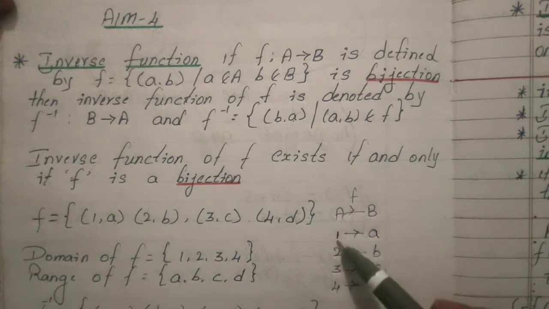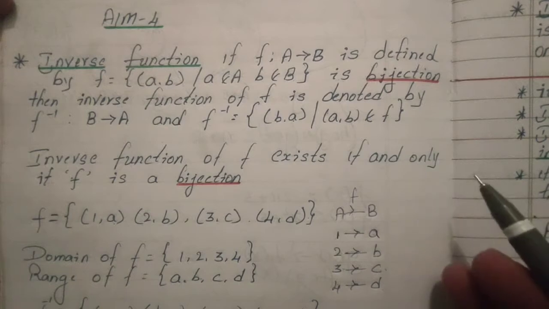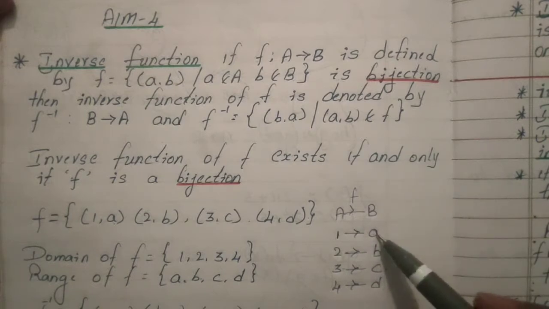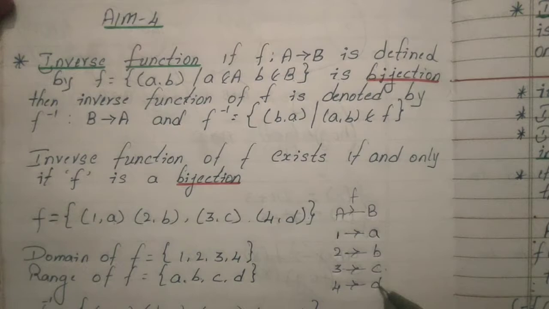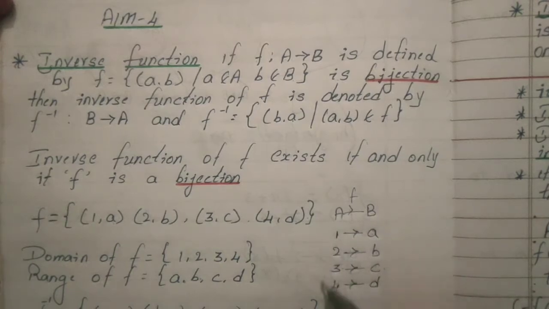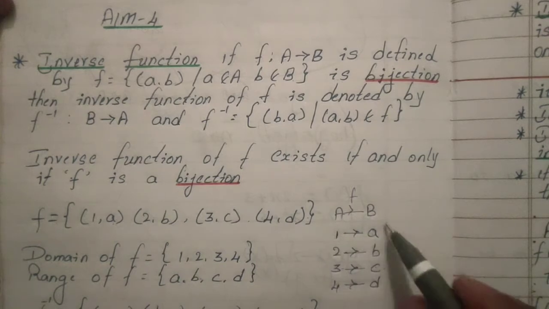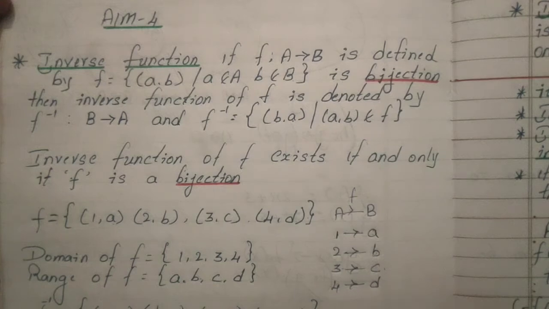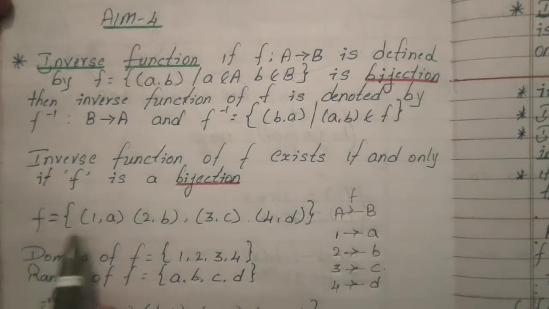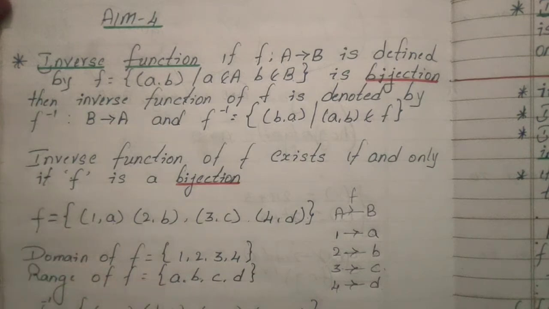Look at this. Every element has distinct image, so one-to-one is satisfied. And there are 4 images, that means range is 4. Codomain is also 4. This is called domain. Set B is called codomain. Codomain has 4 elements, range also 4, then it satisfies the onto condition. That means f is one-to-one and onto. Then f inverse exists.